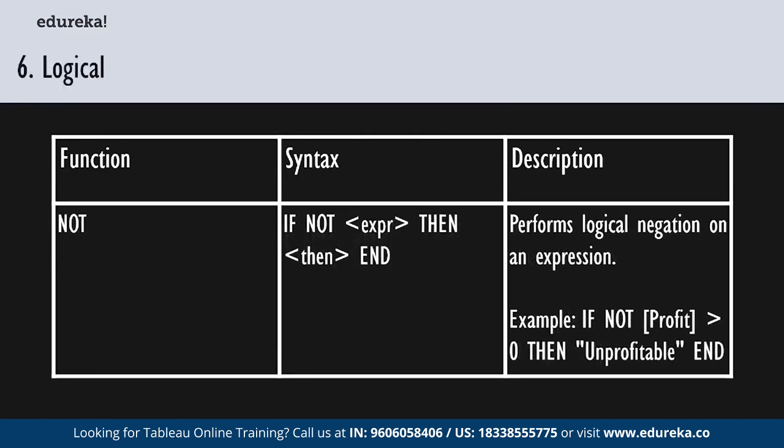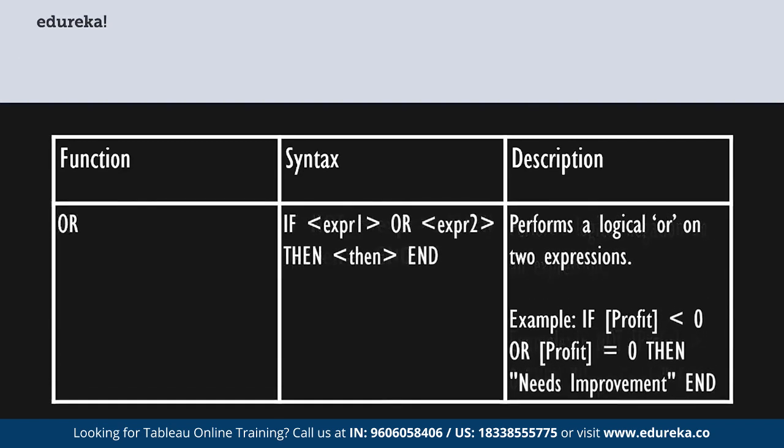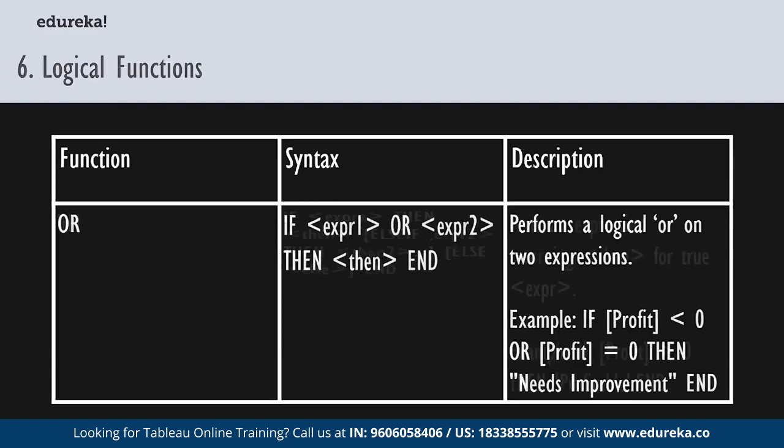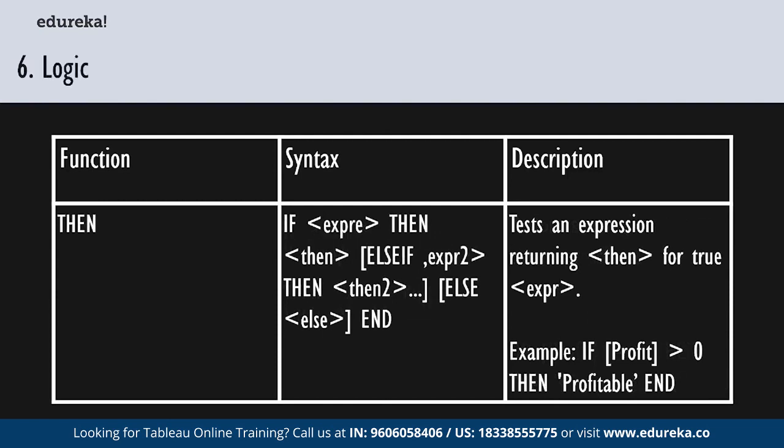Then we have minimum, which does just the opposite. It returns the minimum of all records or the minimum of 2 records. Then you have the logical not, which performs logical negation on an expression. So basically, if the field you have put in does not fulfill the condition, then it gives you the corresponding result. Then you have the logical or, which basically means that if you have put in two conditions, either of them has to be true, then it will give you a result.